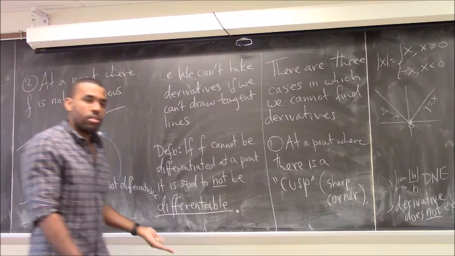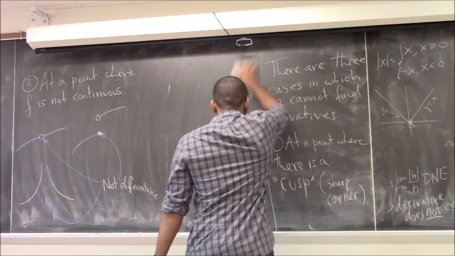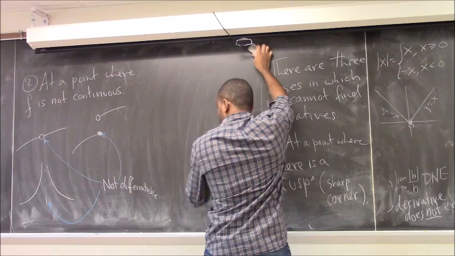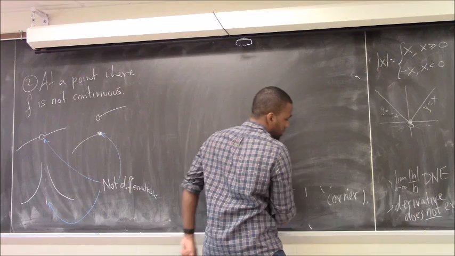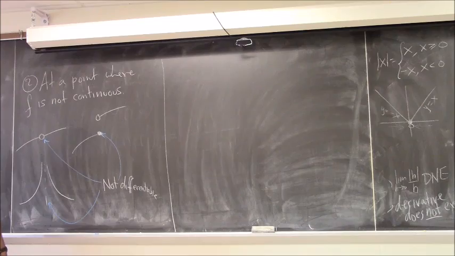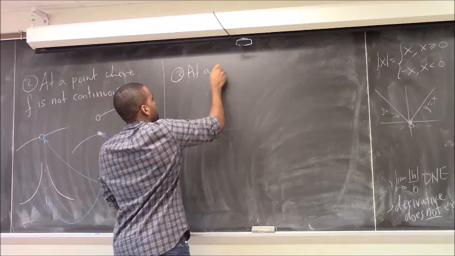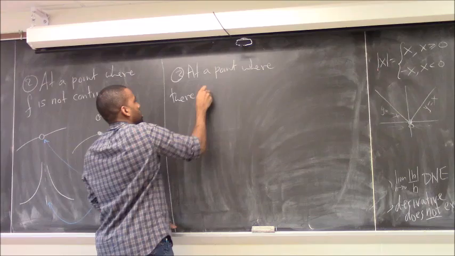There's one third case. It's kind of a weird case. Like these two aren't that weird, sharp corners and gaps show up all the time. But the third case is very weird. It's when a function sort of borderlines on not being a function. The third case is at a point where there is a vertical tangent.